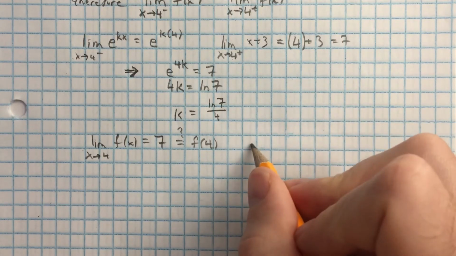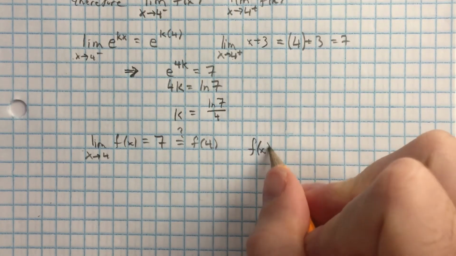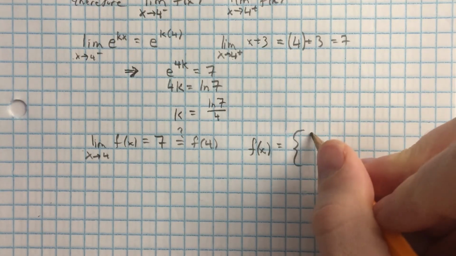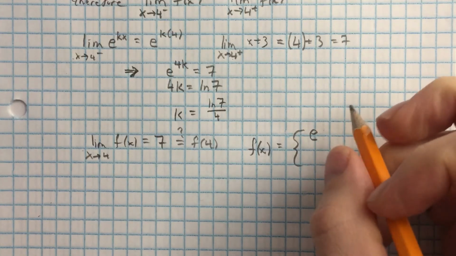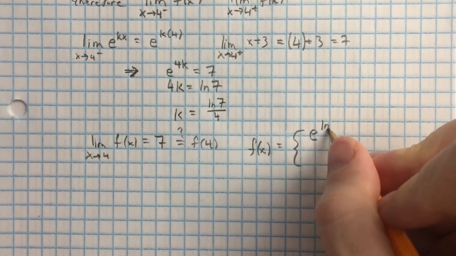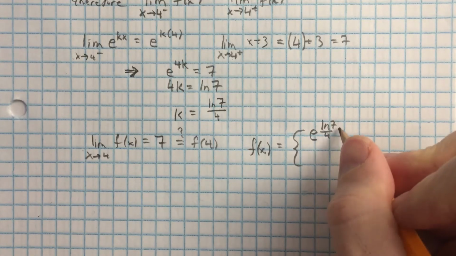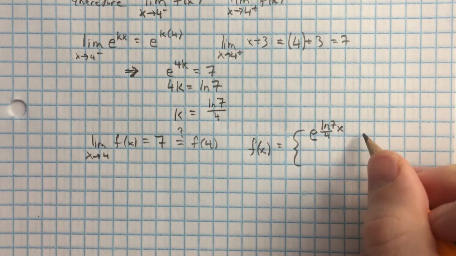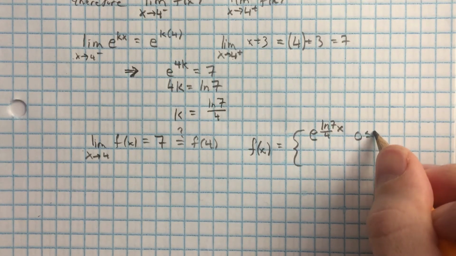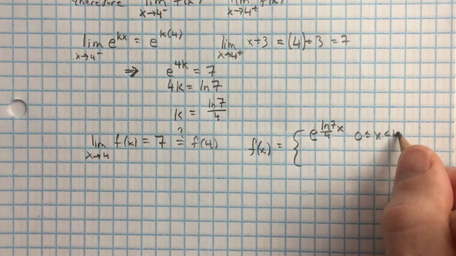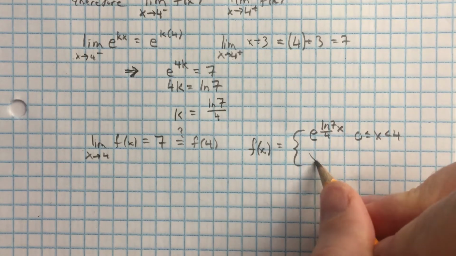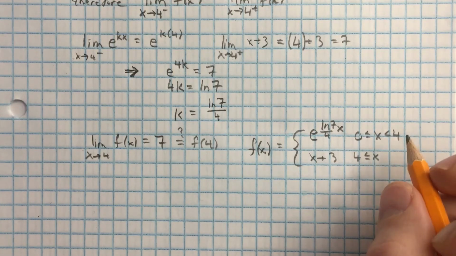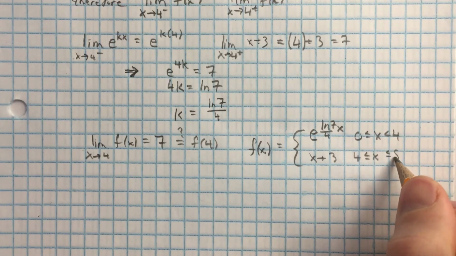So if we look back at our function, let's rewrite it very quickly here. f of x is now e to the ln 7 over 4 times x. That's the coefficient on x now inside the exponential function, as long as we are between 0 and 4. And the bottom x plus 3 stays the same. And that was from 4 until 8, if I remember correctly.